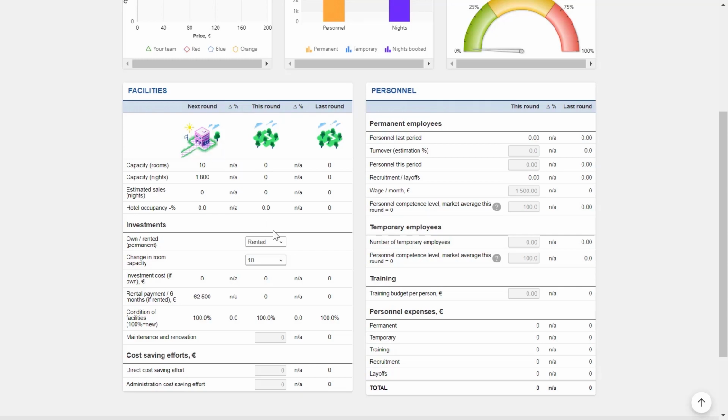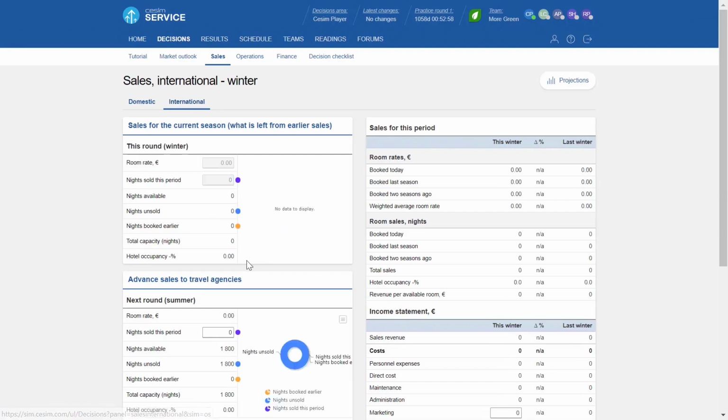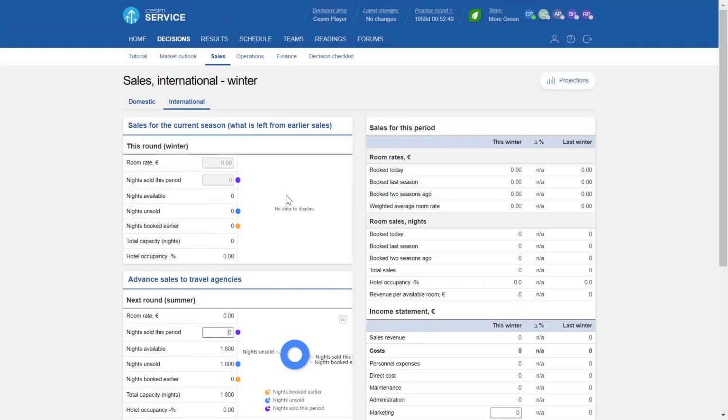So there is a 1 period delay in these capacity investments, but for the next round we are able to start doing the pre-sales if we want. So earlier we looked at the sales page for the international market, and we would be able to do some pre-sales already for the next round if we like. But as I said before, you don't have to start the international market in the beginning, or basically ever, if you don't want to. Okay, back to operations.